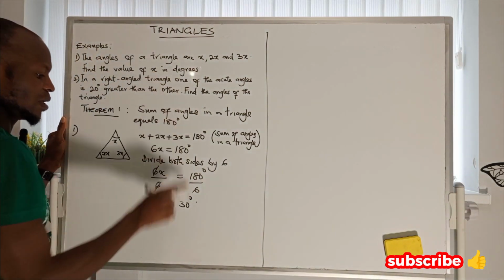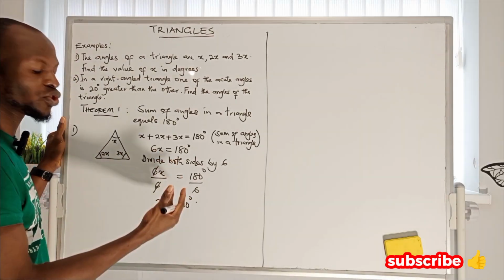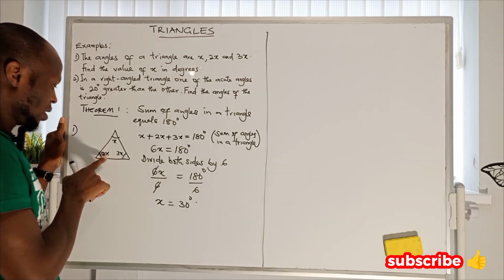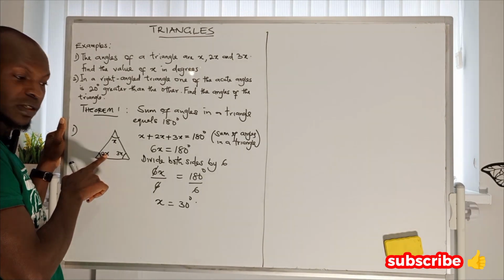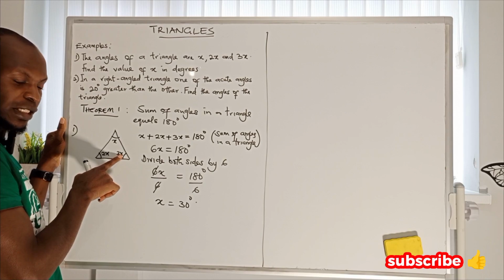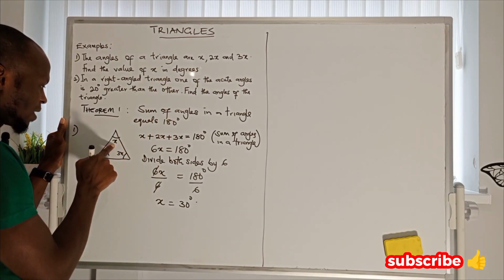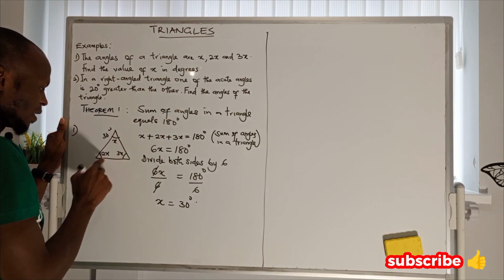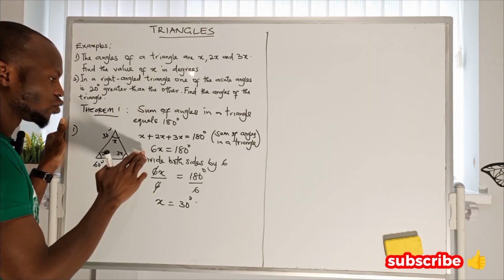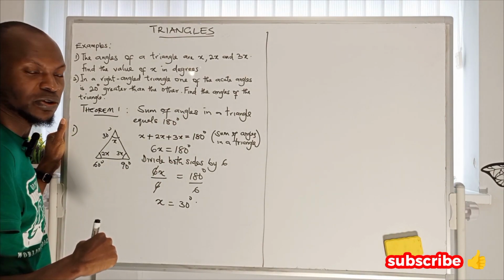We have to find x in terms of degree. Okay, so supposing we have to find each of the angles of the triangle. One of the angle is 30 degree. The second one will be 2 times 30, which is 60 degree. And the third one will be 3 times 30 degree, which is 90 degrees. So if you add them together, it will still give us 180 degree. Can we confirm? If this is 30 degree, if this is 60 degree, if this is 90 degree, if you add these three together, it will give us the 180 degree, proving this theorem that we have discussed just now.